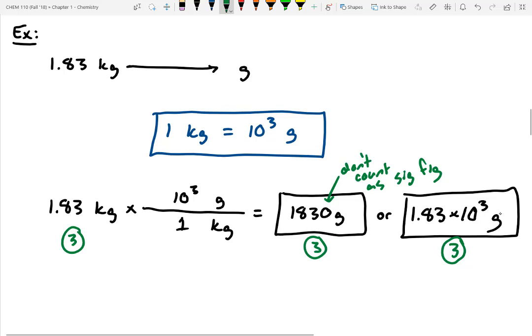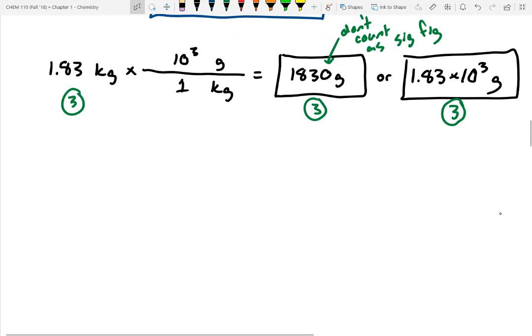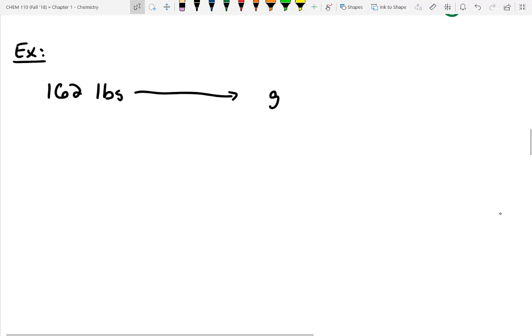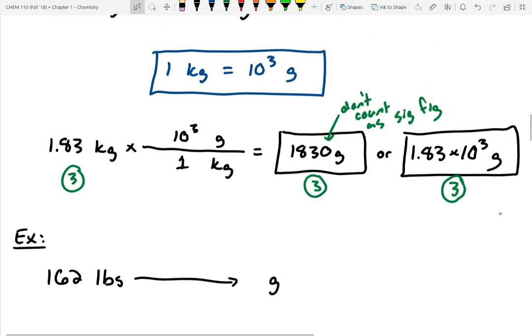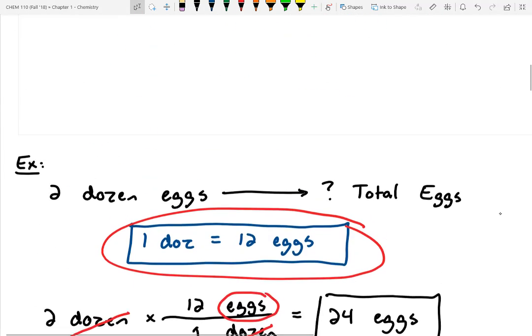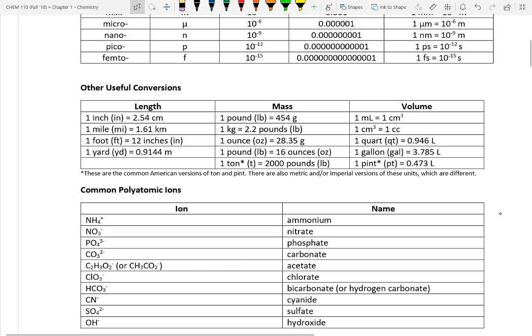All right, let's try another one. Let's say we have a person that weighs 162 pounds, and we want to figure out what this person weighs in grams. First thing we need to do is to find our unit conversion, right? So we could go to our sheet. We need to find the relationship between grams and pounds.